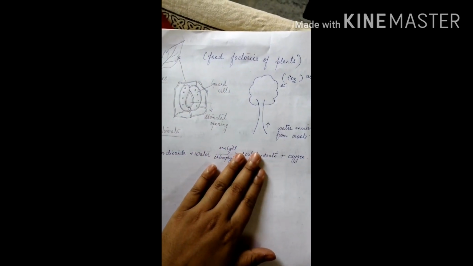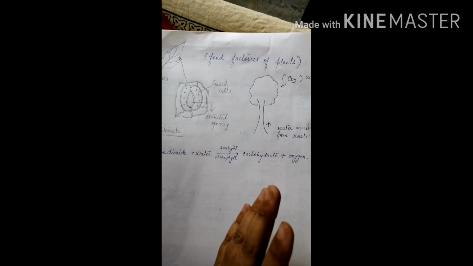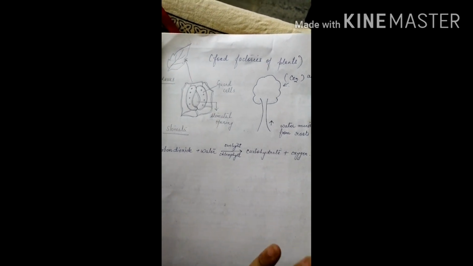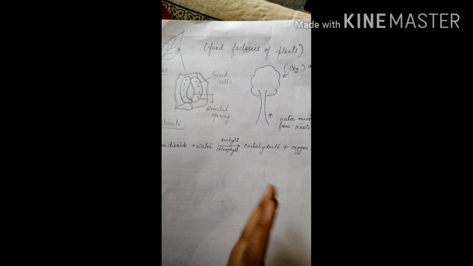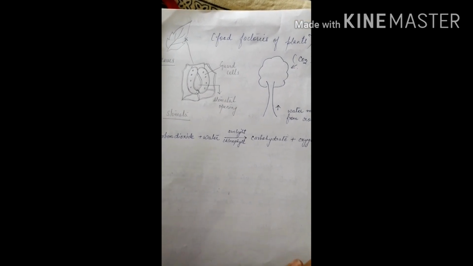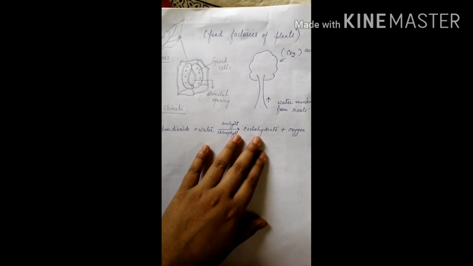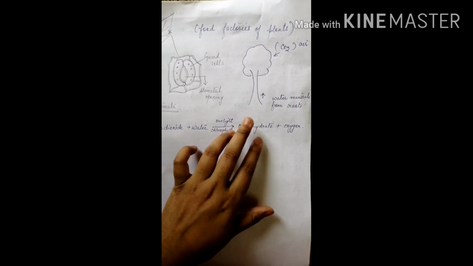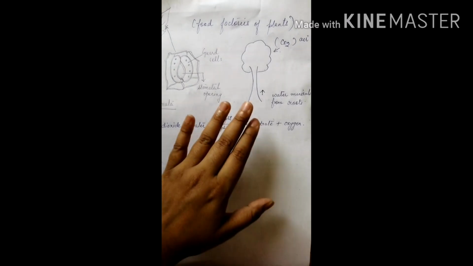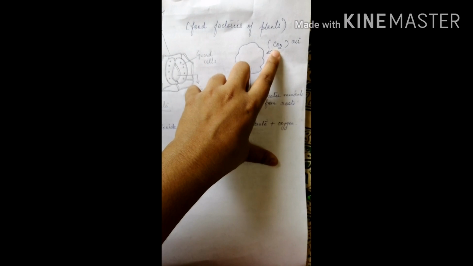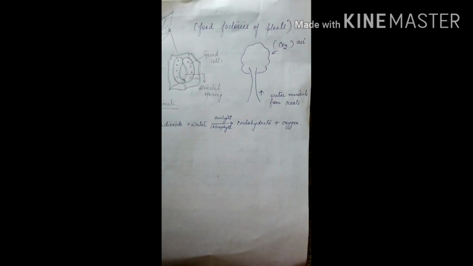Now the basic requirements or the raw materials which are necessary for the production of food have to reach the leaves. So the basic requirements are the water and minerals which a plant gets from the soil. Then the second main essential component is the carbon dioxide which the plant gets from the air.